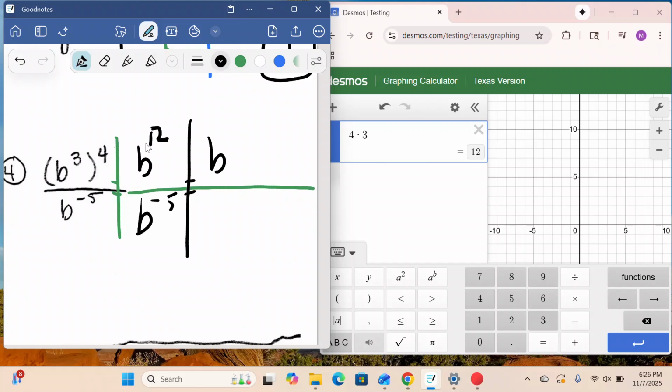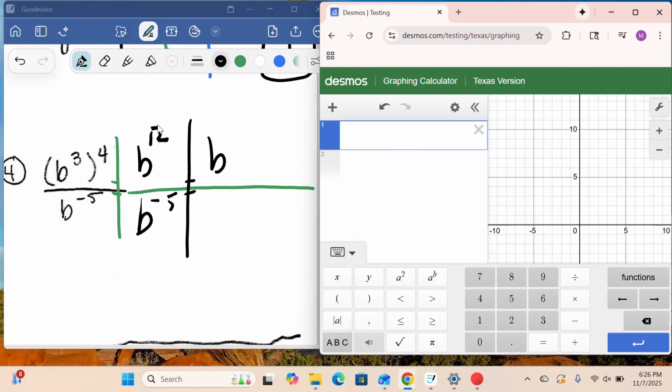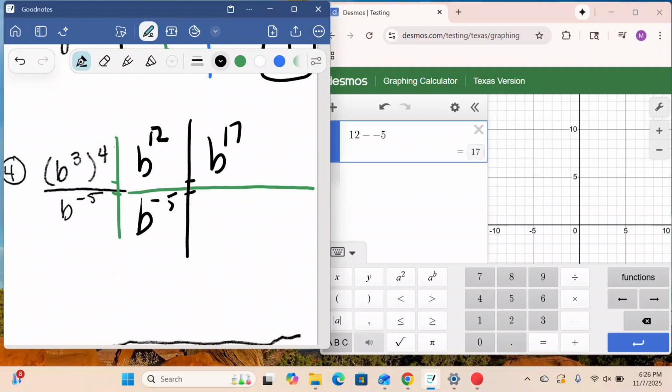And then I'm going to subtract the two exponents. So the way I have to input it in Desmos is going to be 12 minus negative 5. So I'm going to input that in Desmos, 12 minus negative 5. So that gives me a positive 17.